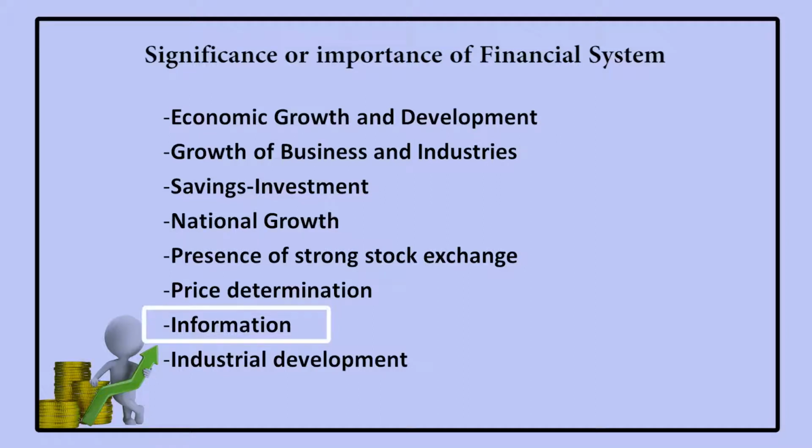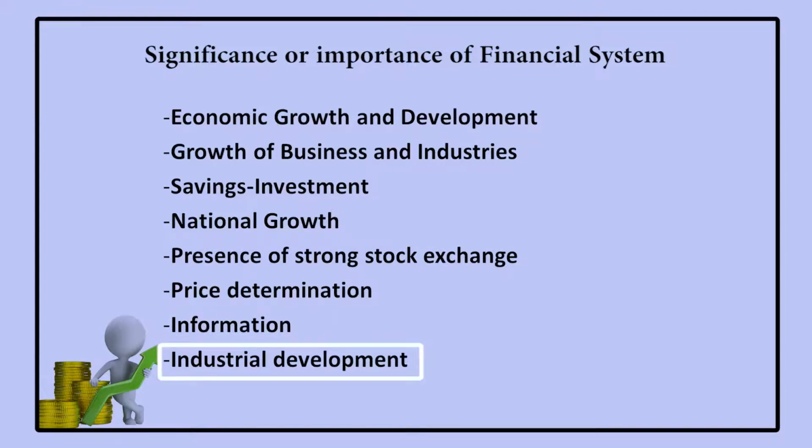The next part is information. An efficient financial system also gives us different types of information regarding investment decisions, whether to invest our money in a business or not. That kind of information is provided by the financial system. For example, the RBI and the Securities and Exchange Board of India in our country provide different types of financial information, whether we should invest our money in the stock exchange or in any particular company. This information is controlled by the different regulatory bodies.